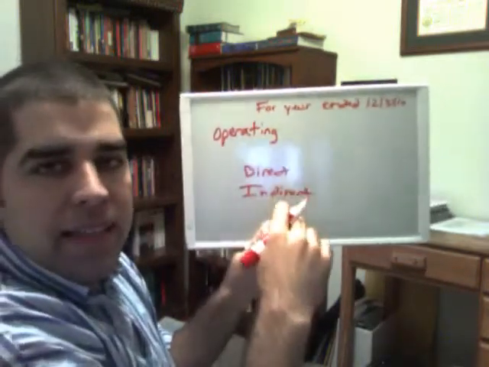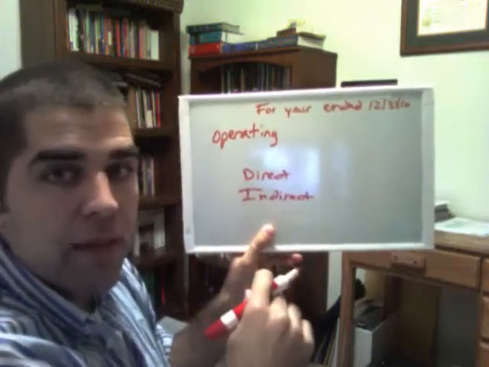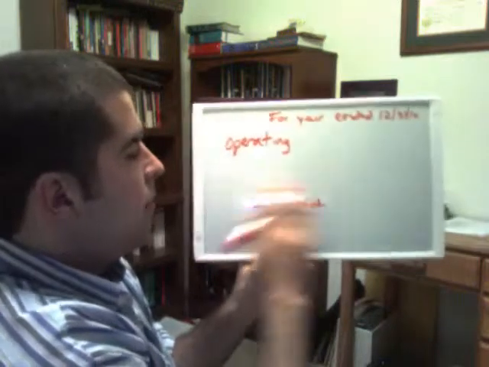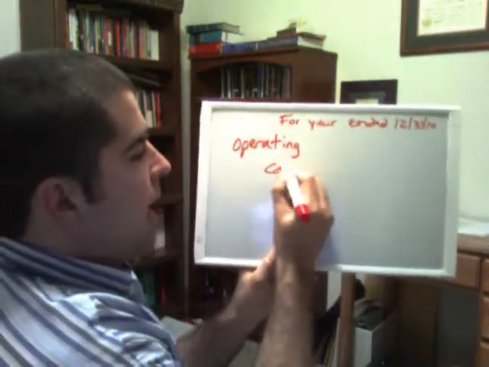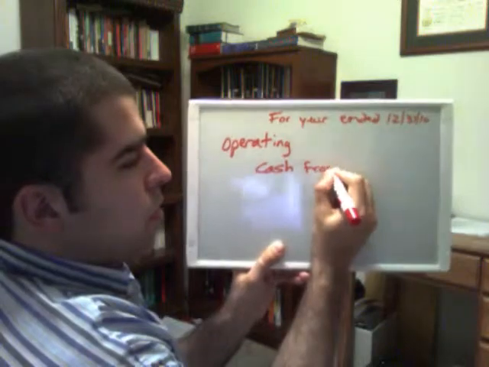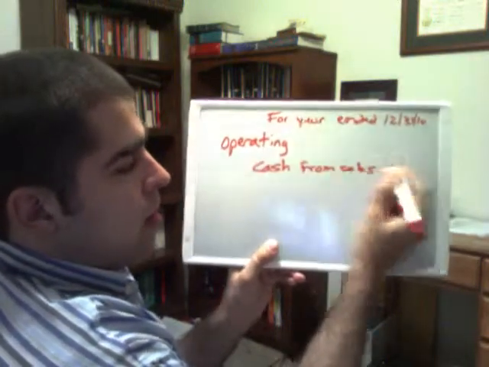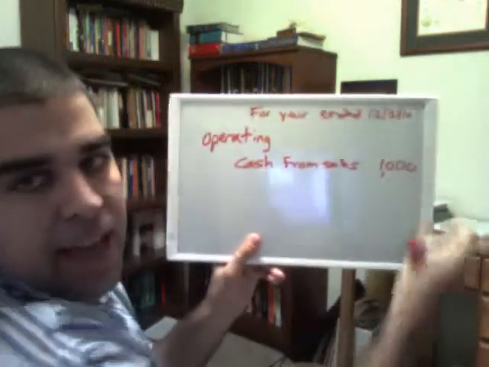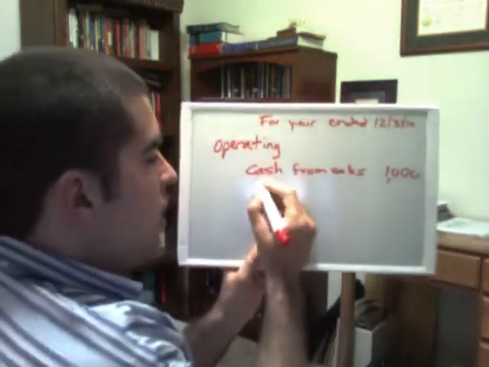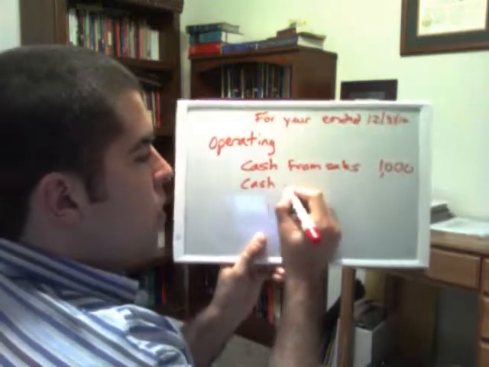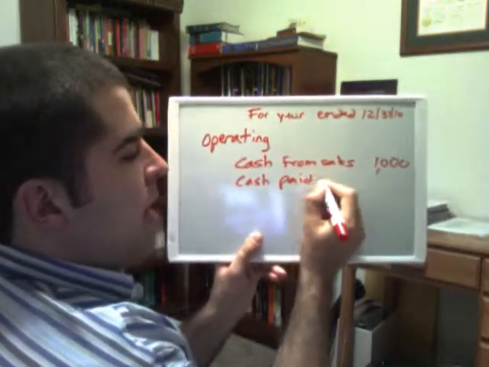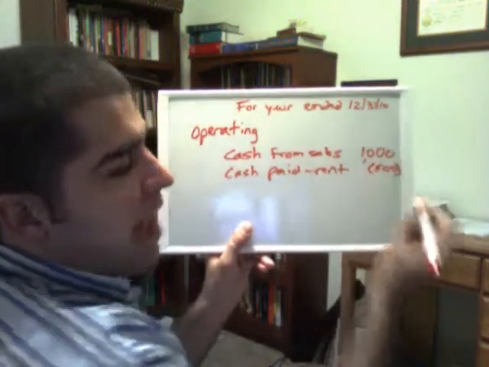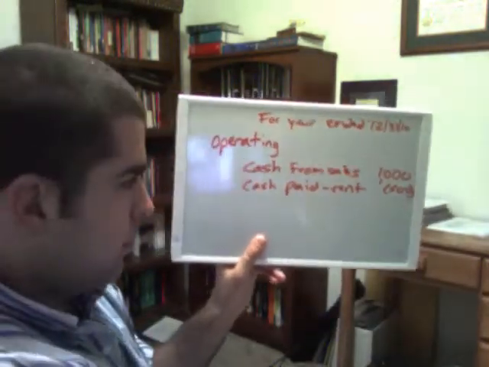Just like we did on the investing and financing section where we had the actual inflows and outflows, that's what the direct method shows. So here we would have like cash from sales, and we would show that in the actual amount. Say we had 1,000 cash coming in from sales. We might have cash paid for rent. Okay, so we might have a use of cash going out like that.